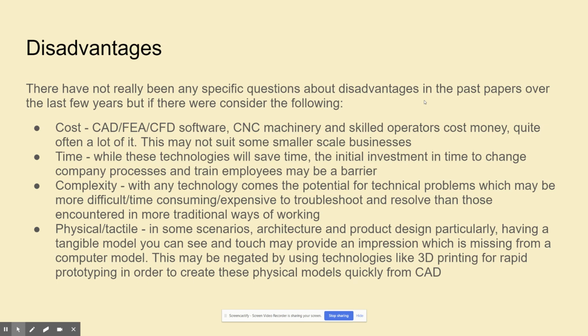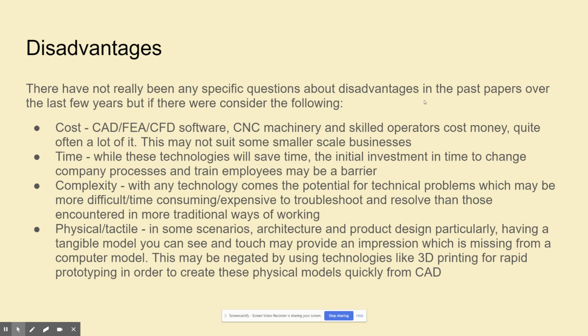First of all, cost. CAD, FEA, CFD software, CNC machinery, skilled operators, all that sort of stuff is expensive. And that will not always suit some businesses. For some businesses, unless they're working at a large scale with very high value contracts, it may still be more cost efficient just to stick with simpler, more traditional methods.